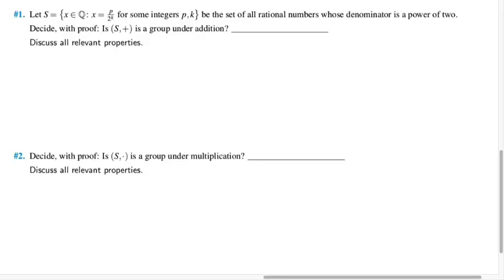So this set S is characterized by being the set of all fractions, basically, where the numerator of my fraction is an integer, and the denominator of my fraction is a power of 2. Right? So it's a set of all rational numbers whose denominator is a power of 2, basically. And you're asked to decide whether that forms a group under addition, whether that forms a group under multiplication.